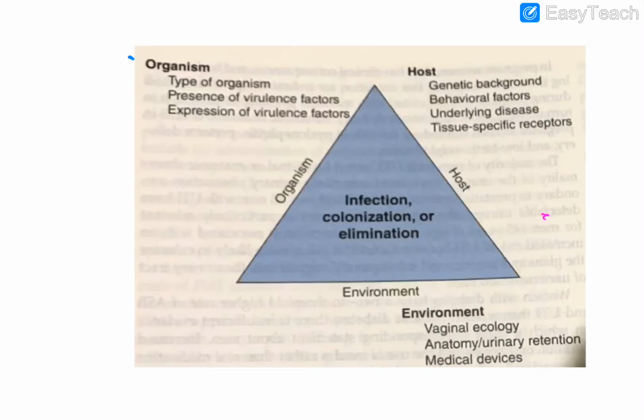Next, talking about certain predisposing factors: which particular people tend to have UTI, and remember this. This particular picture is from Harrison, and in it there is a triangle, the triangle of UTI. This triangle tells us that the organism, the environment, and the host factors decide UTI.